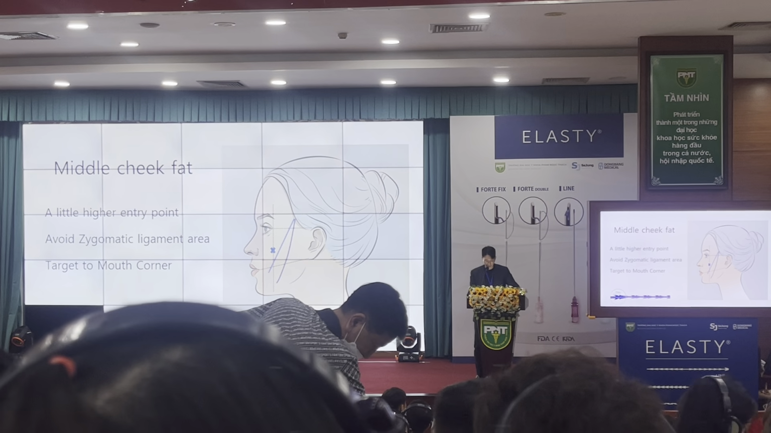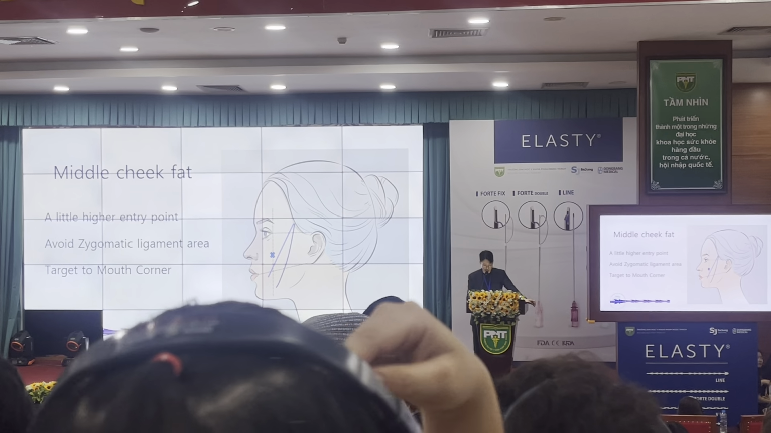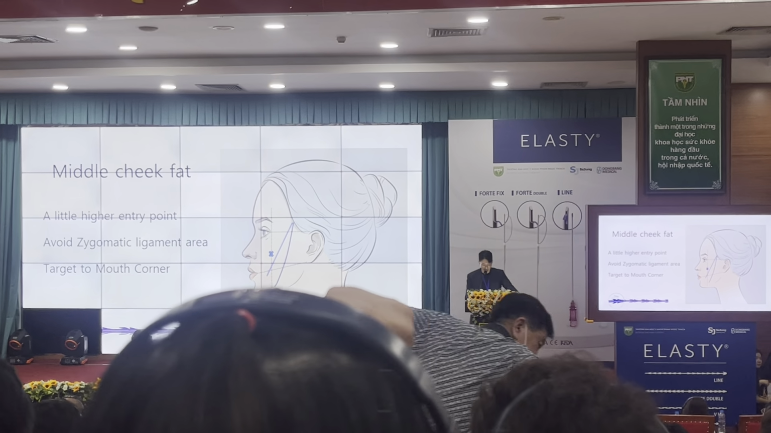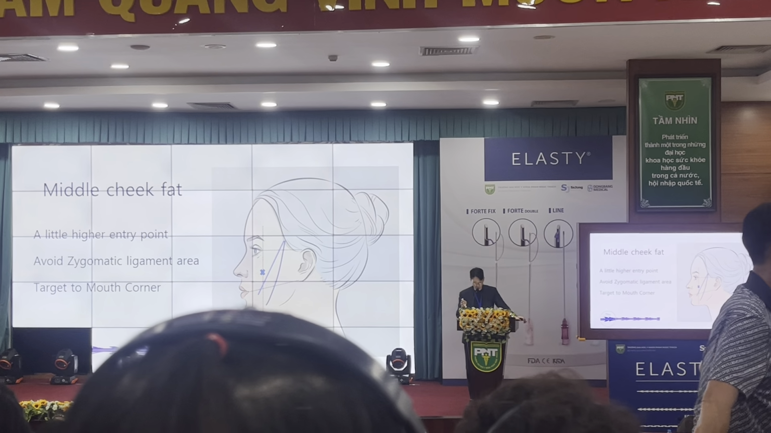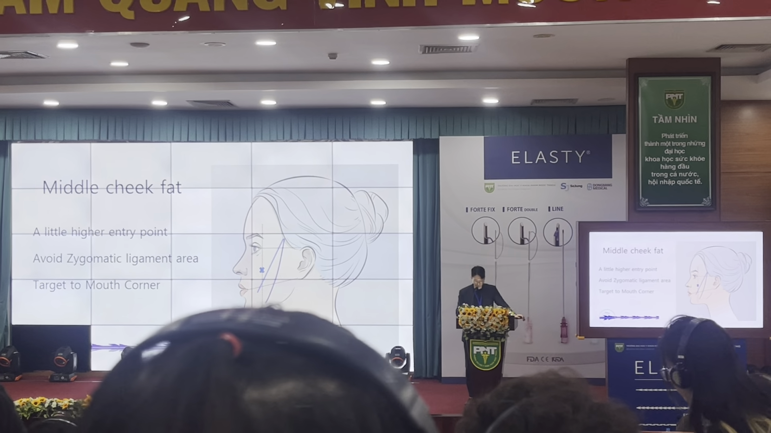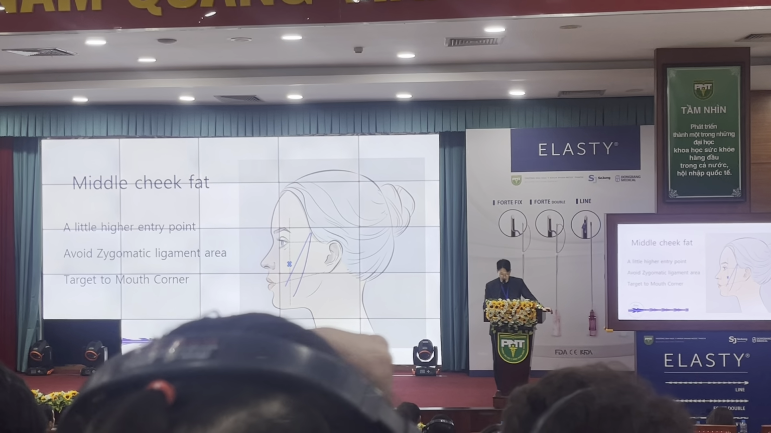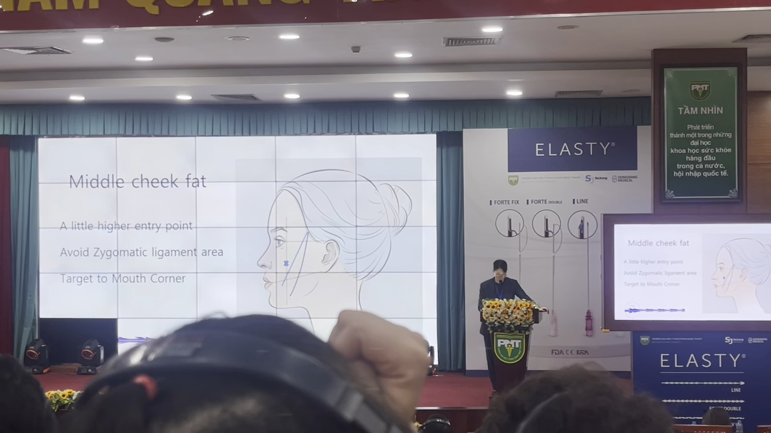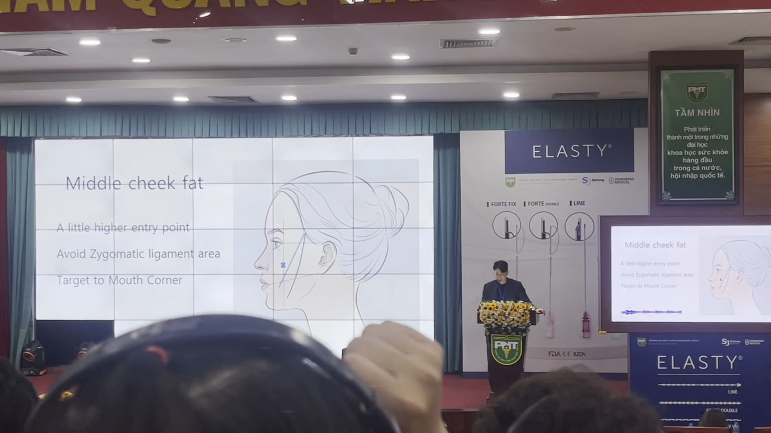Next, I target lifting the middle cheek fat compartment to improve the midline. I use an entry point around between canthus and eyebrow level. Insert one thread to the mouth corner and another one to the lower end of the marionette line. The two tracks are usually below the zygomatic ligament area.